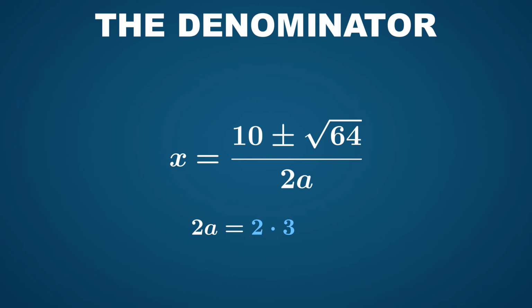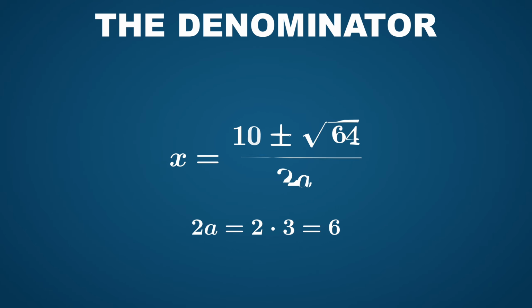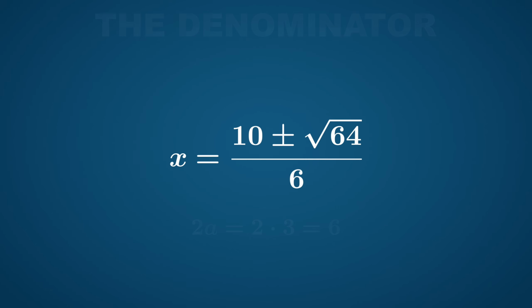We multiply 2 by our starting a value of 3 to find the resulting denominator. 2 times 3 predictably gives us a final lower denominator of exactly 6. Our full expression is 10 plus or minus the square root of 64, all over 6.